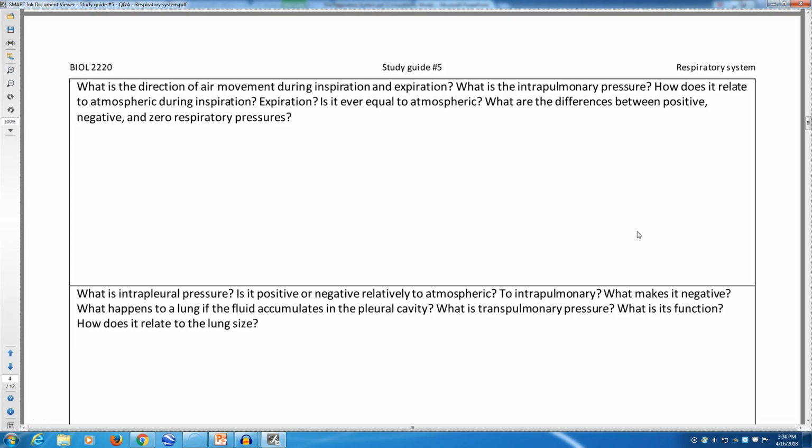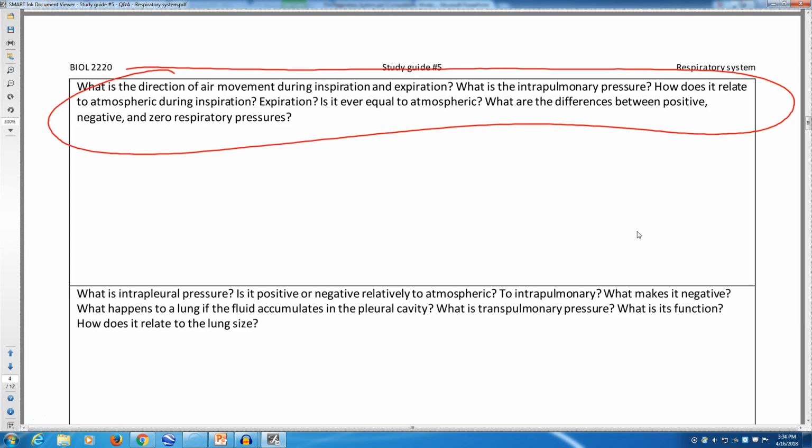So basically this whole story is about the pressure relationships. Okay? So when we inspire, intrapulmonary pressure is lower than atmospheric. When we expire, intrapulmonary pressure is higher. You have to remember that intrapleural should always be lower than intrapulmonary. What happens if they equal?